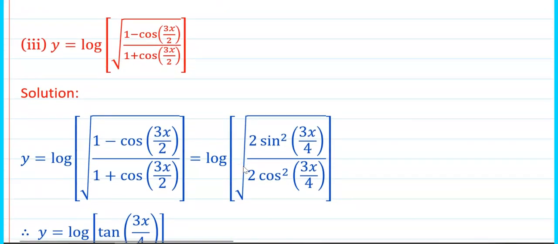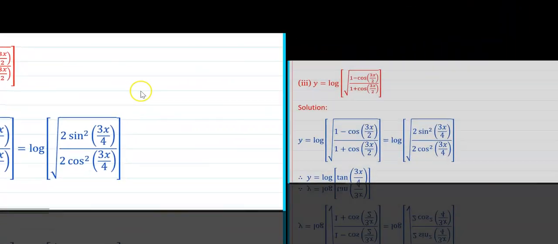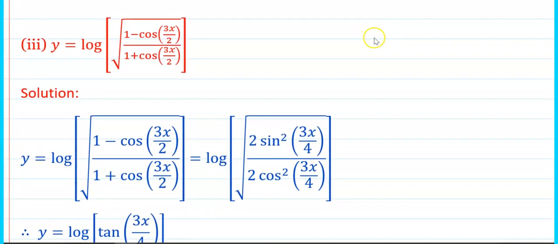Now the next problem. Again, everything is in log form, with trigonometry inside the log. Now here the important formulas are, first of all, 1 minus cos of a is equal to 2 sin square of a by 2, whatever the angle, divided by 2. And 1 plus cos of a is equal to 2 cos square of a by 2.